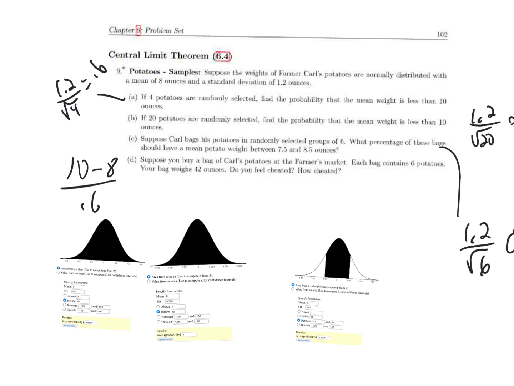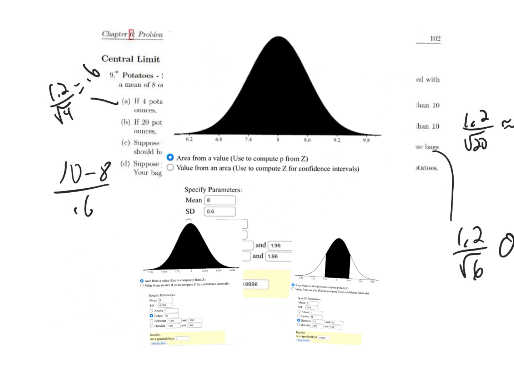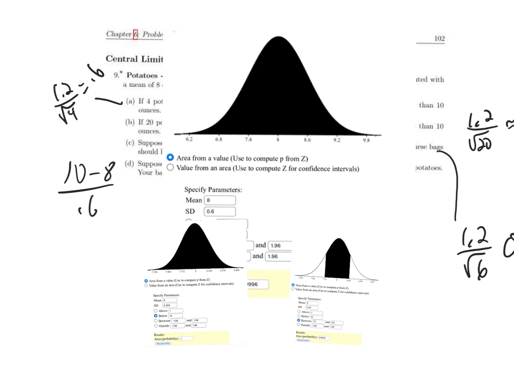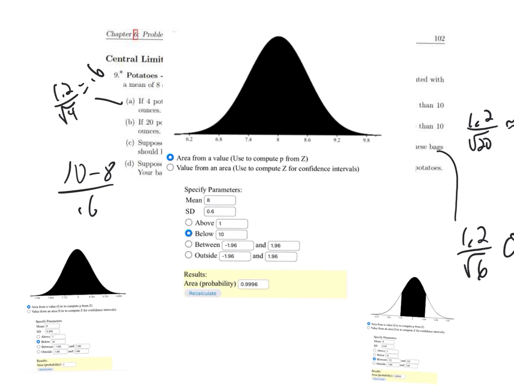The great thing about having access to applets is, let me move this out of the way. So I use the David Lane calculator. The mean stays the same, but I have to change the standard deviation to the new standard deviation, and it says below 10.